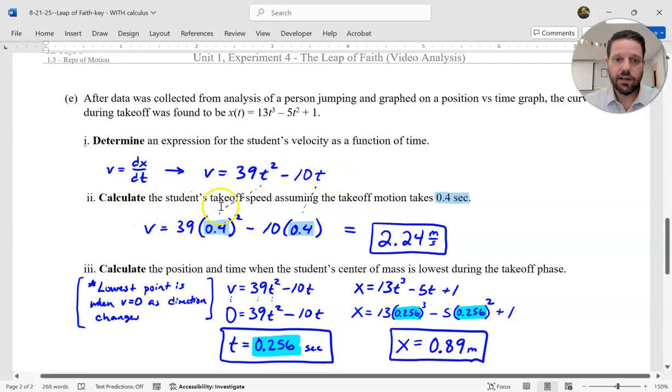To determine the student's takeoff speed, we would, at 0.4 seconds, substitute in 0.4 seconds for t, and that would allow us to calculate the speed at that time, which they're saying in this problem is the takeoff speed.